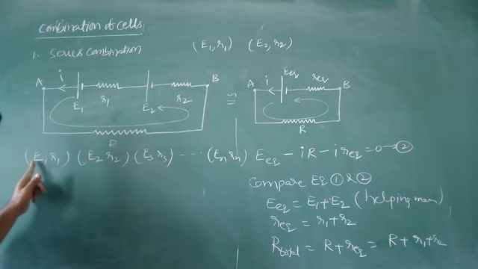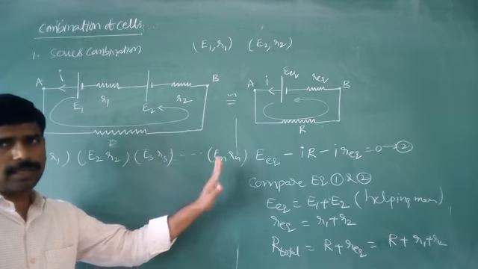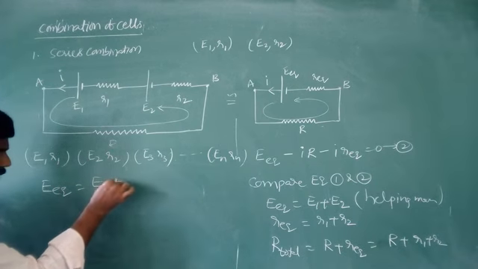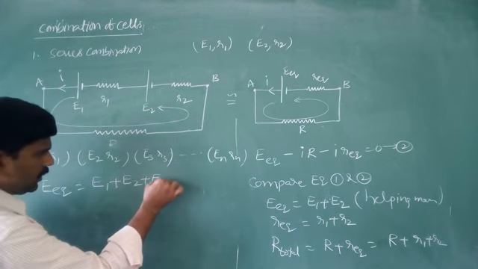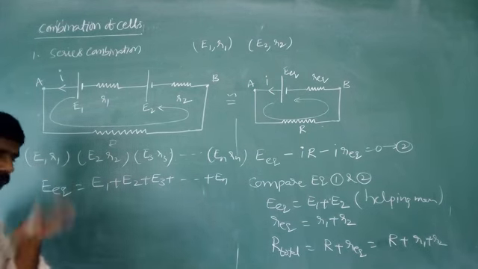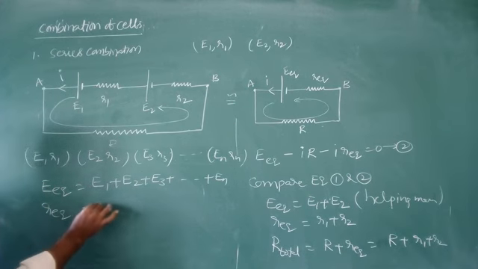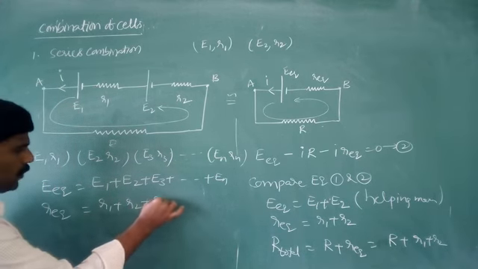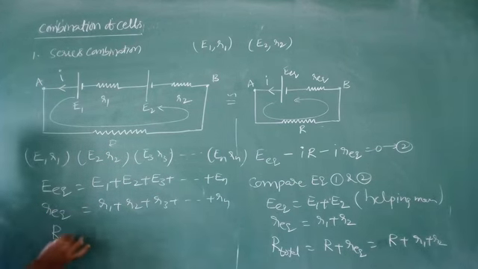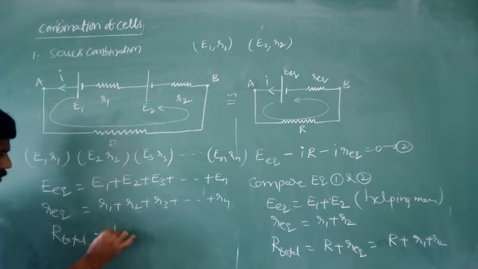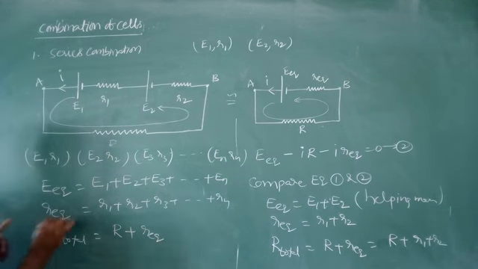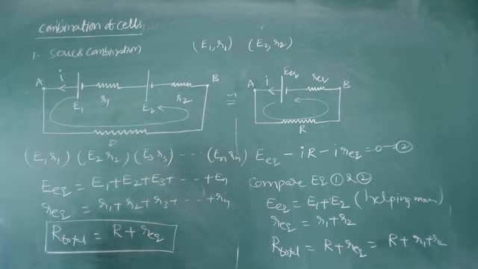Here n cells have the EMFs E1, E2, E3 and so on up to En. Then the equivalent EMF is E1 plus E2 plus E3 and so on plus En. What is the equivalent internal resistance? R equivalent is equal to R1 plus R2 plus R3 and so on plus Rn. What is R total? The total resistance in the circuit is capital R, the external resistance, plus R equivalent.